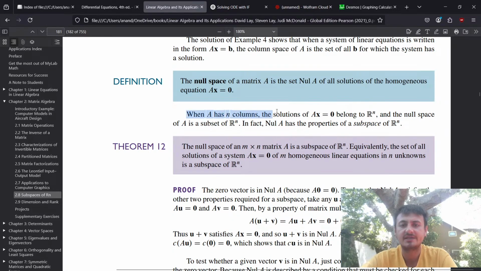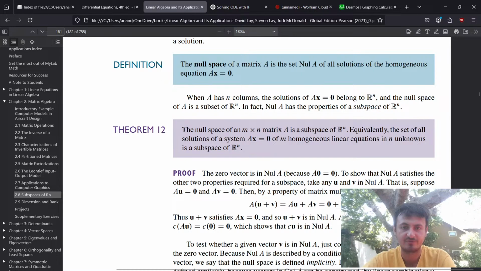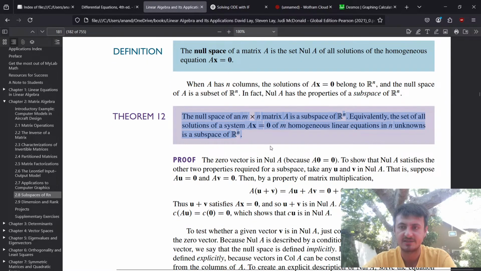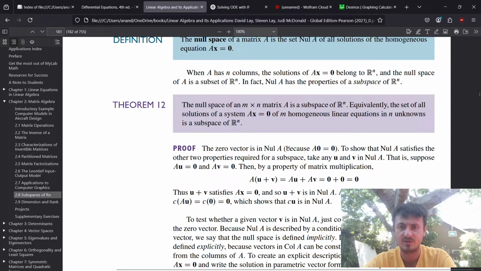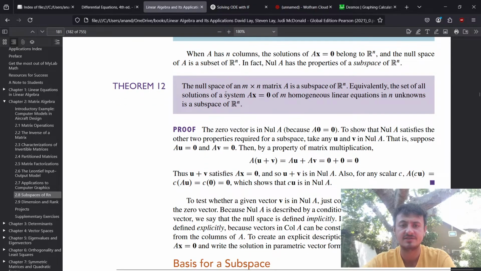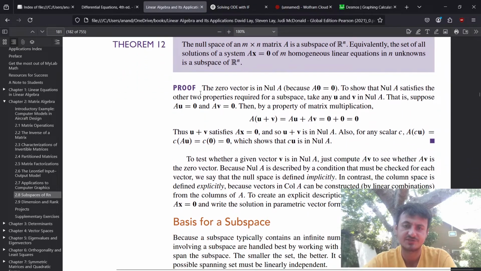When A has n columns, the solutions of Ax equal to 0 belong to Rn, and the null space of A is a subset of Rn, and Null A has the properties of a subspace. So they're probably going to prove that. The null space of an m by n matrix A is a subspace. Equivalently, the set of all solutions of a system Ax equal to 0 of m homogeneous linear equations in n unknowns is a subspace of Rn. That's just saying what we just said. But the proof is probably pretty interesting.